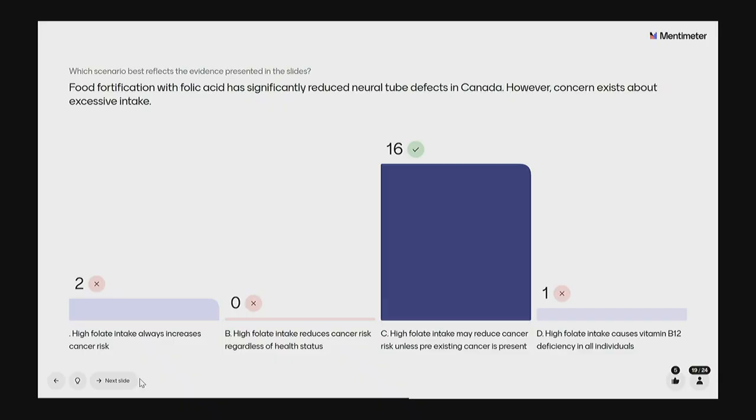So what happens is if you already have some cancerous cells, folic acid could enhance that and move you into having more cancer cells because there will be rapid growth. However, if you do not have pre-existing cancer, it can be protective.